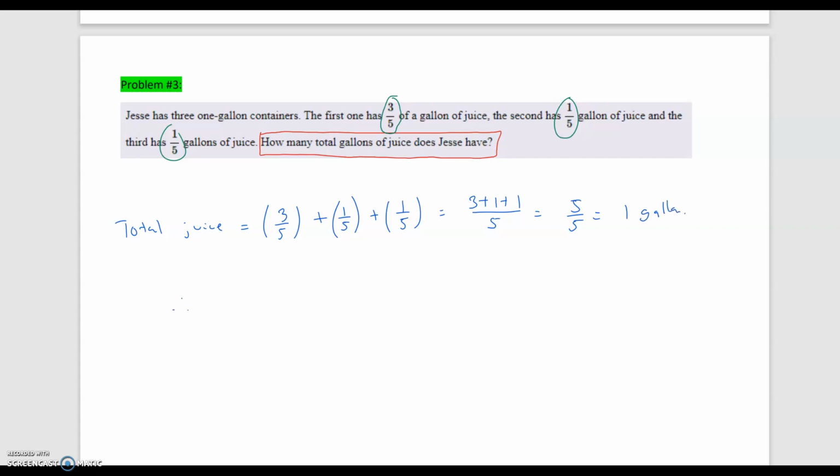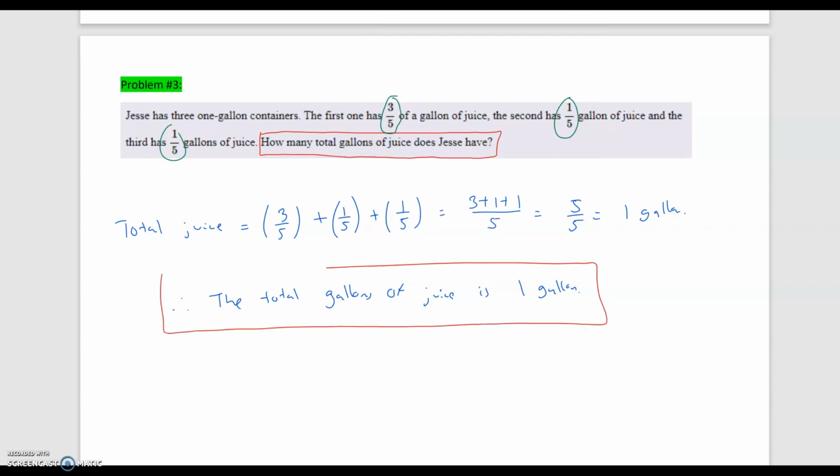Let me just rewrite it as total gallons. Total gallons of juice is 1 gallon. I'm just putting the unit again. And that's it for this one. I did notice that some of the variations of this problem don't come out to an actual gallon; you end up with a fraction. That's it for these 3 problems. I'll put the rest in a different video.